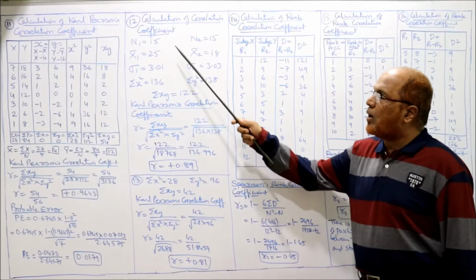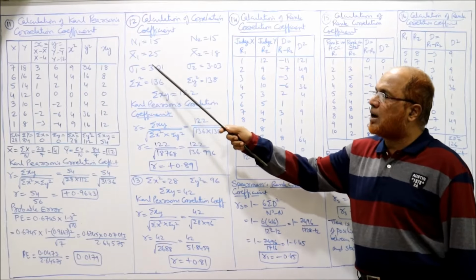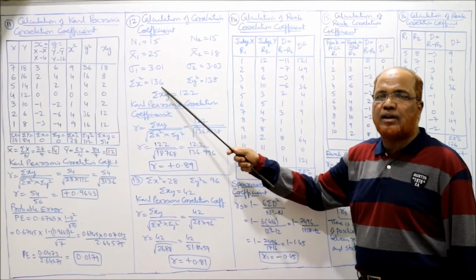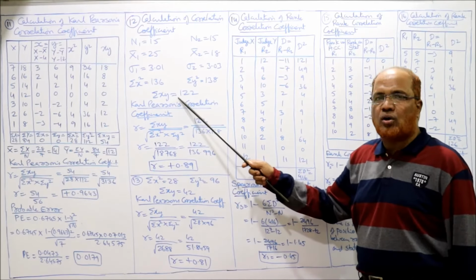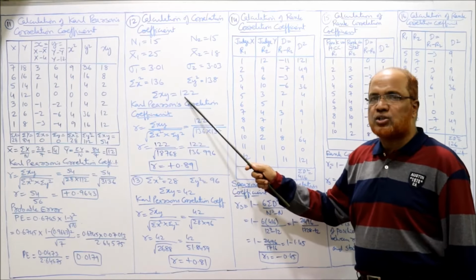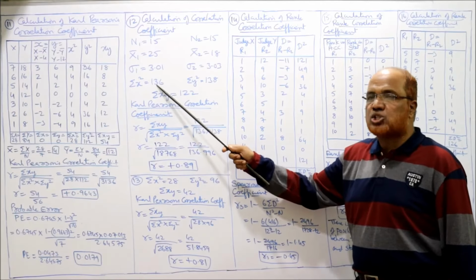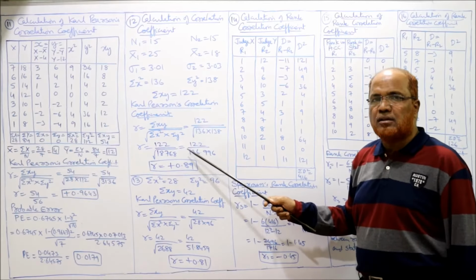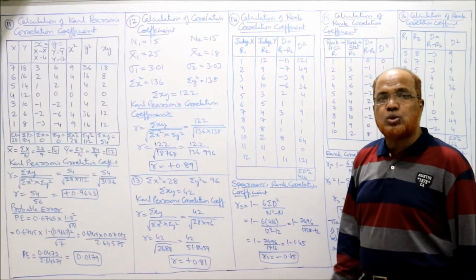So we don't require N1, we don't require X bar, we don't require standard deviation. We simply want the square of the deviations and the product of the deviations. हमको ये तीन चीजें चाहिए. This is the product of the deviations and this is the square of the deviations taken from the mean. That's it. This is problem number 12.